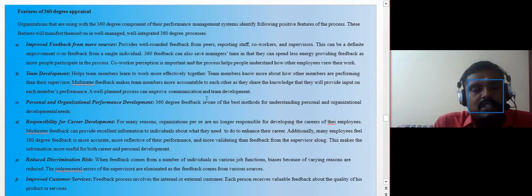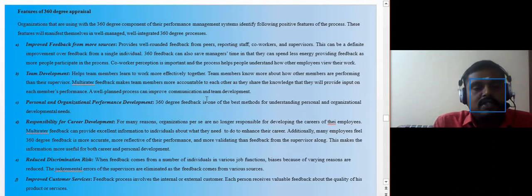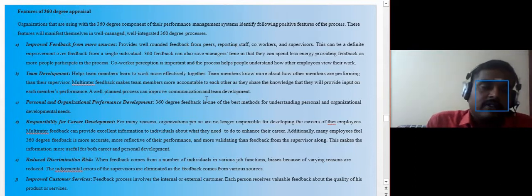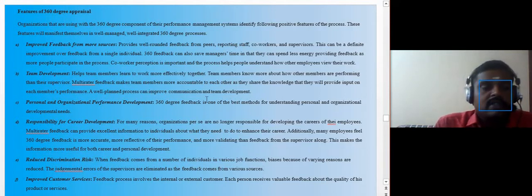The responsibilities for career development. For many reasons, organizations are no longer responsible for developing the careers of their employees. Discrimination risk is reduced when feedback comes from a number of individuals in various job functions, because varying biases are reduced. The judgmental errors of supervisors are eliminated as the feedback comes from various sources. Improved customer service: the feedback process involves the internal or external customer. Each person receives valuable feedback about the quality of his products or services.